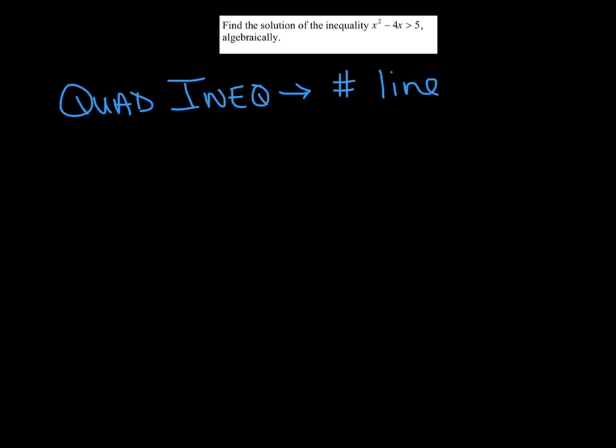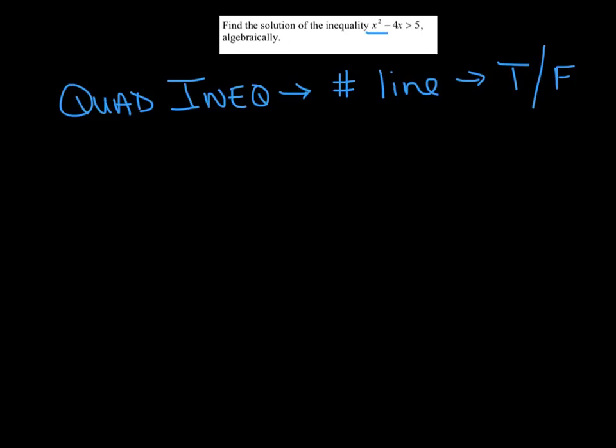Real quick overview here: when we're working with a quadratic inequality, my big game plan is to try to find the critical points. What we're going to do is put those critical points on a number line, and then we're going to test each interval to see which one's true versus which one's false. Then we can shade in the true intervals. So that's kind of a brief overview.